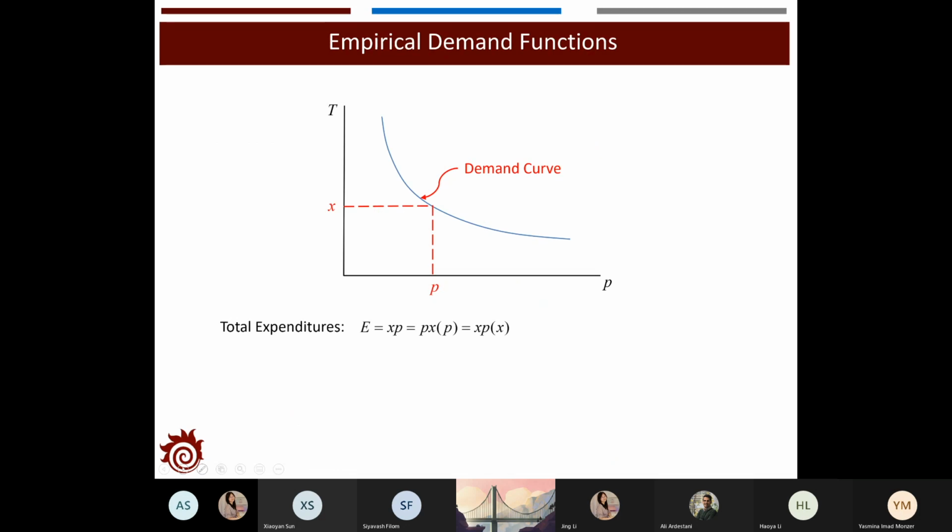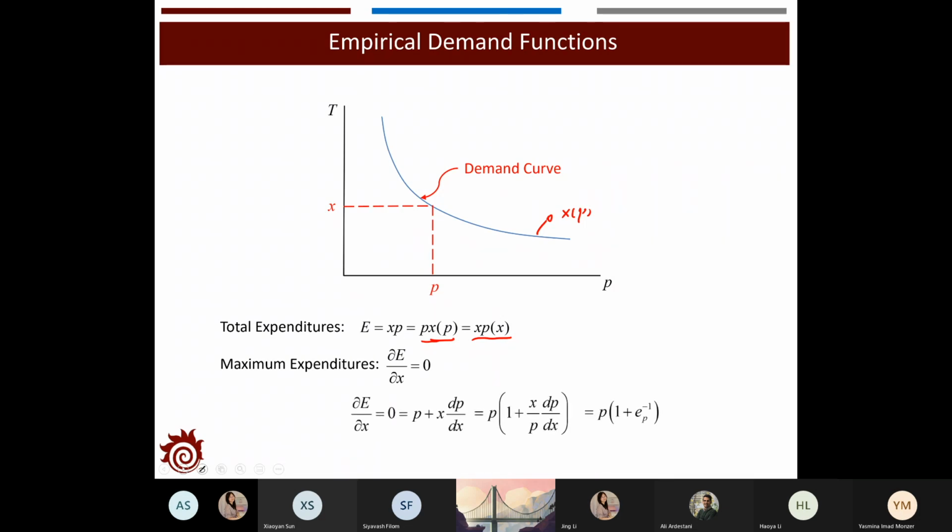Another thing: if we have a general relationship between T and P, say x(p), then we can define expenditure as x times p(x), or p times x(p). Either way is fine. And we can then use the first order derivative to find the maximum expenditure, partial E over partial x equal to 0.